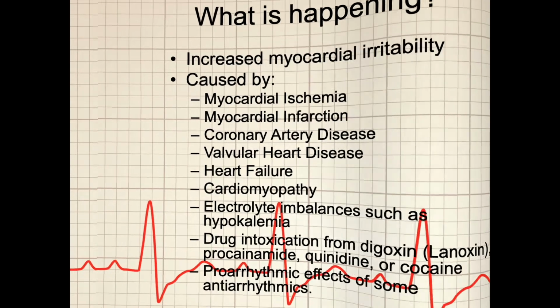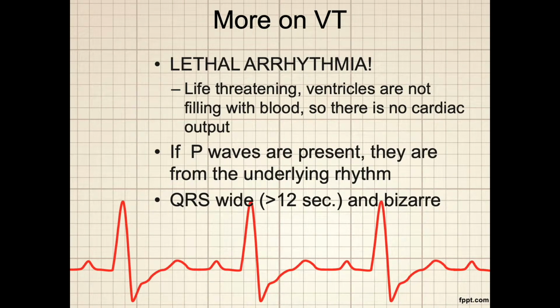In many conditions, ventricular tachycardia is an absolutely lethal arrhythmia. It is life-threatening because, in those cases, the ventricles are not filling with blood, so there is no cardiac output and no discernible pulse. It is a pulseless emergency. P waves will not be from the ventricular tachycardia, and if they are seen, they will be retrograde. They may be part of the underlying rhythm. Also, the QRS complexes are greater than 0.12 seconds and bizarre.